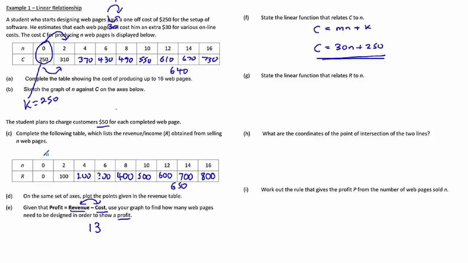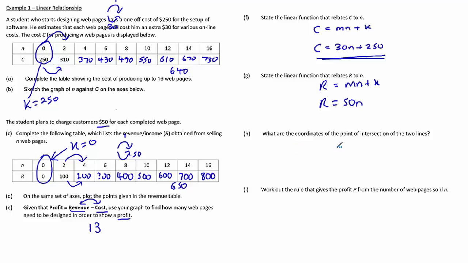Now with r to n we can see, so if we say that r equals mn plus a constant, here the intercept is at 0, so that gives us k is 0. Now every time we go up by 2 we go up by 100, so going up by 1 means we'd go up by 50, so that's the gradient, so r is equal to 50n.